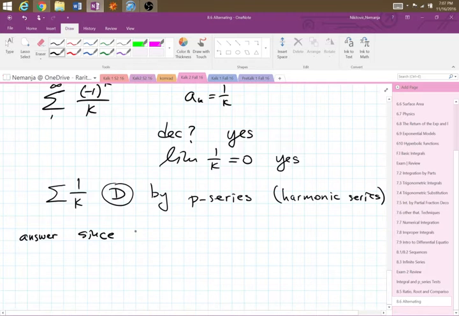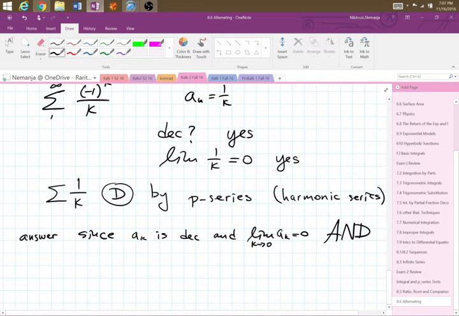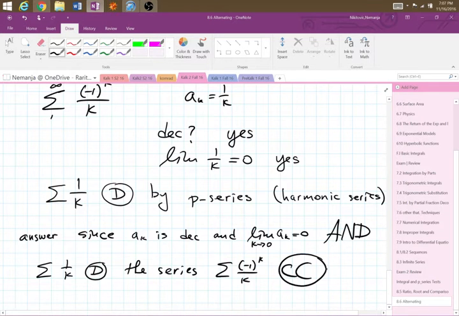Since a_k is decreasing and the limit of a_k is 0, and the summation of 1 over k diverges, the series negative 1 to the k over k converges conditionally.